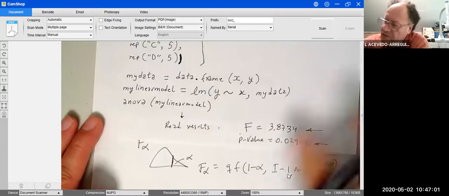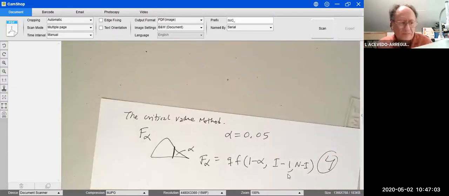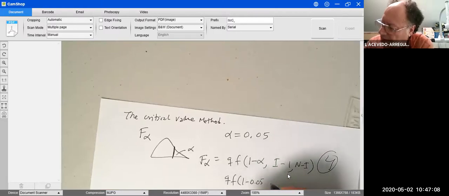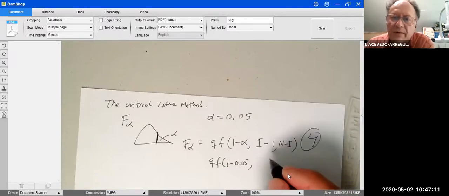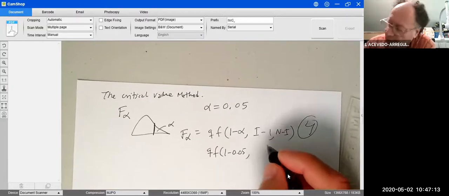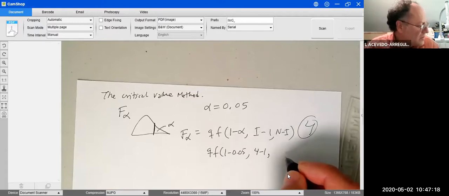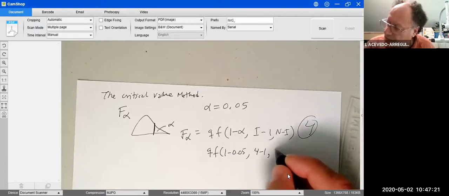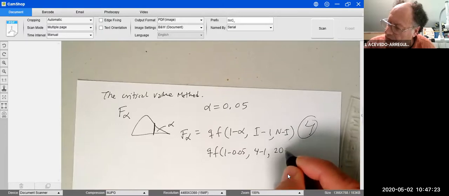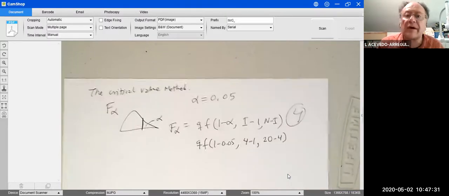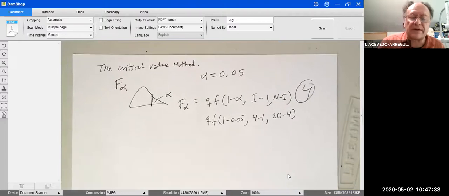So what are these values? So we have QF of 1 minus 0.05, comma. What is the number of treatments or groups? We have 4 minus 1, and the total number of values is just 20 values, 20 values minus 4 groups. So that's what we're going to write here, what we're going to enter now into R to find the critical value F. So let's do that now.